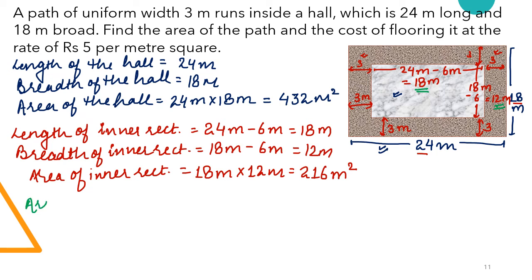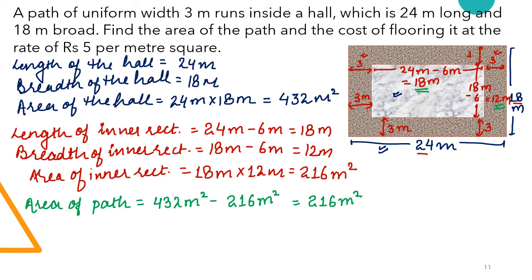Now we have to find out area of path. So area of path will be equal to area of hall, that is 432 meter square, minus area of inner rectangle, that is 216 meter square. So subtract 216 from 432. It will be 216 meter square. We got area of path.